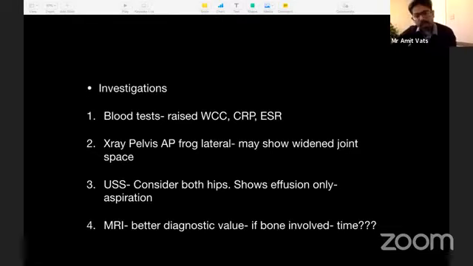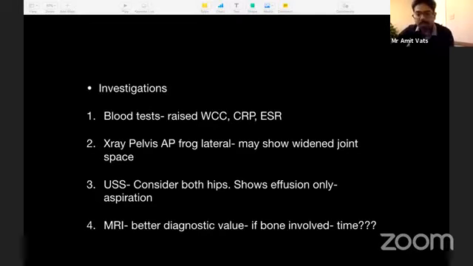In terms of how to go about investigating this child when they arrive, after a succinct history, ensuring that there's no non-accidental injury associated either, blood tests would be indicated, a temperature check, and an X-ray of the pelvis, AP and frog lateral. Ultrasound can be helpful in these situations, and consider scanning both sides to be able to assess whether there is an abnormal effusion in one hip or not.